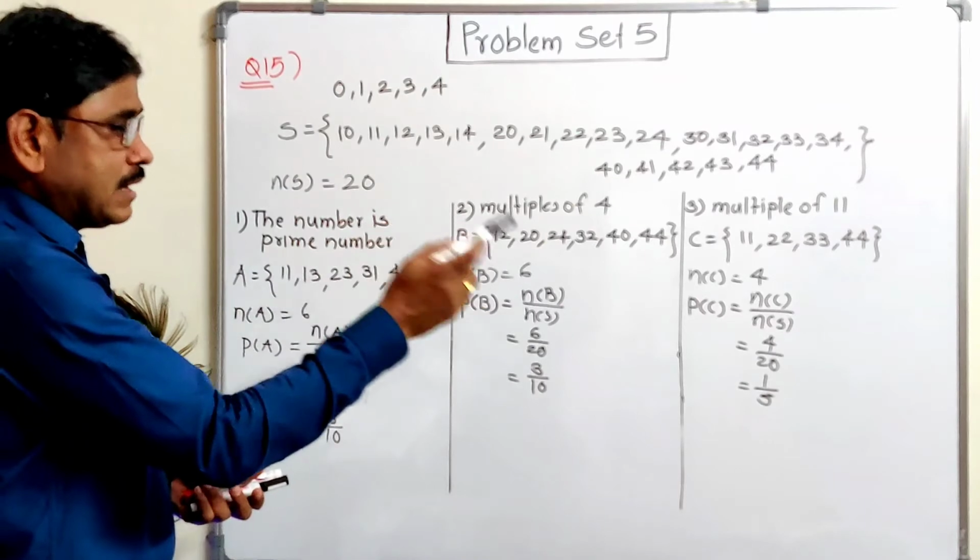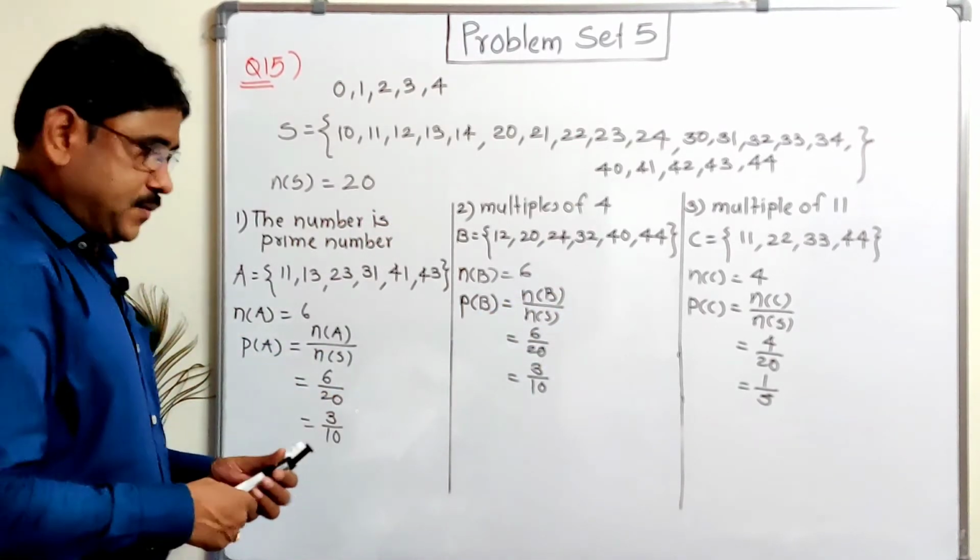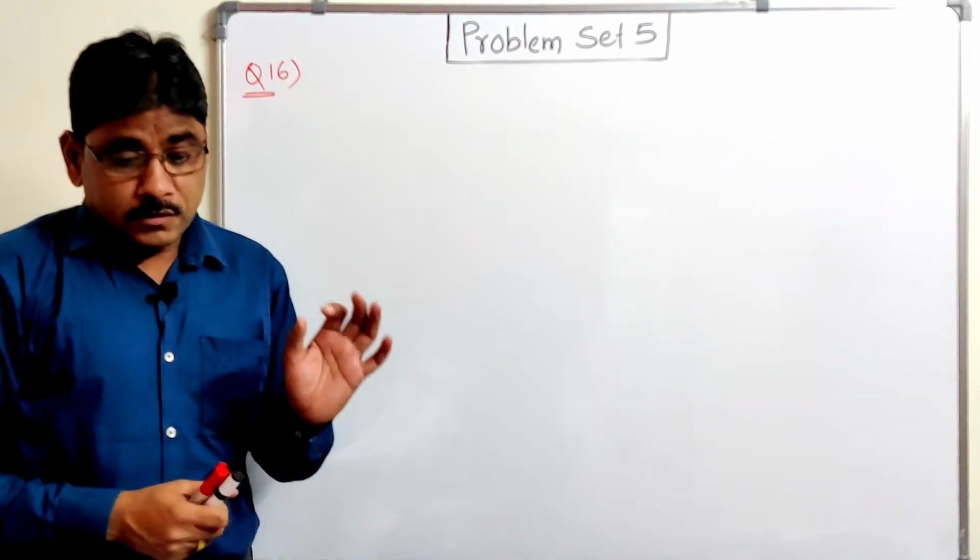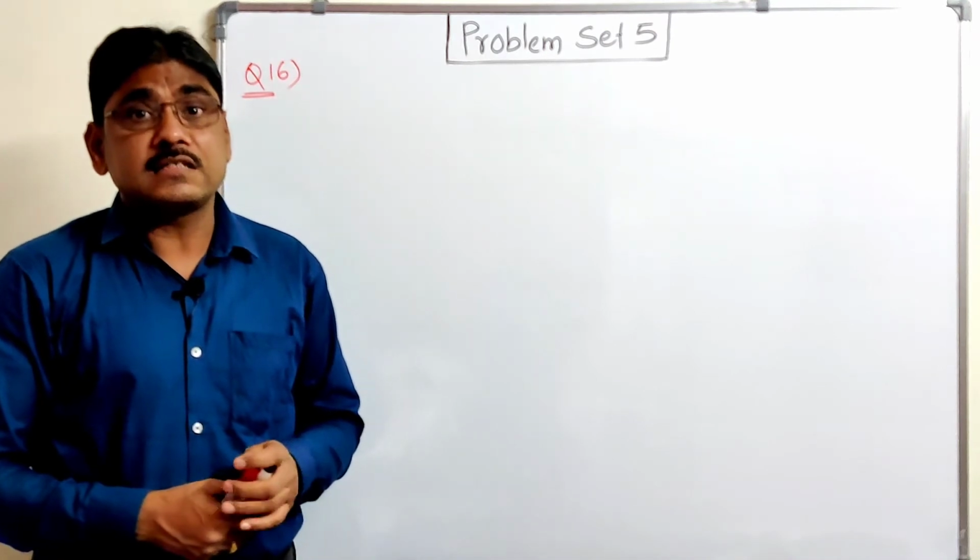The multiple of 11, the probability is 1 by 5. Now let us see question number 16. It is a star sum.